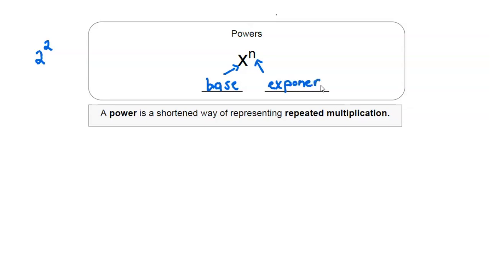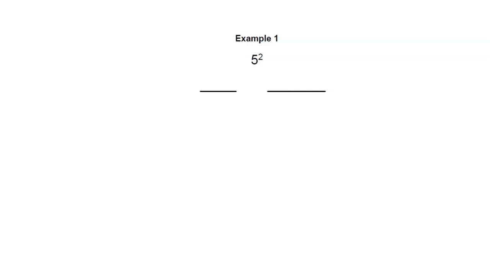And the entire reason that we have powers is because it's a way to represent repeated multiplication. If we need to repeatedly multiply one number, this is a shorter way of writing it. So the base is the number that's being multiplied, and the exponent tells you how many times to multiply that base by itself. So this will all make sense as we look at a few examples.